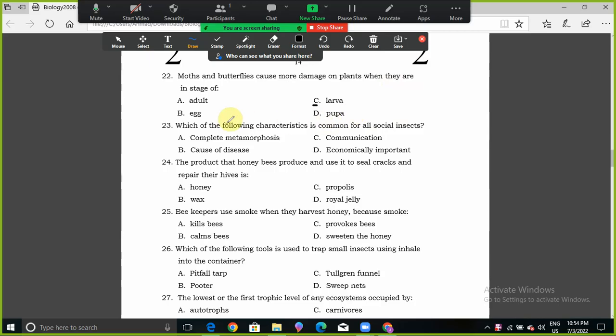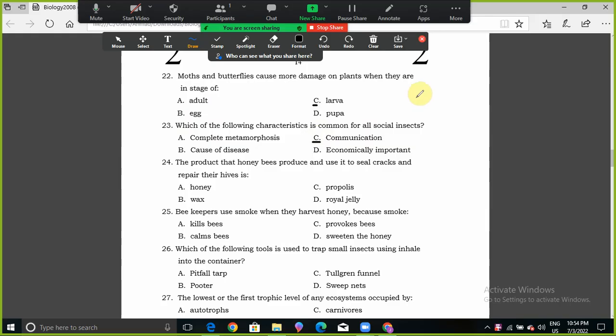In question number 23, it says, which of the following characteristics is common for all social insects? Complete metamorphosis? No, there is complete and incomplete metamorphosis. And here there is the cause of disease, or communication, or they're economically important. The correct answer is communication. That is common for all social insects. All of them have communication. So the correct answer for question number 23 is C.